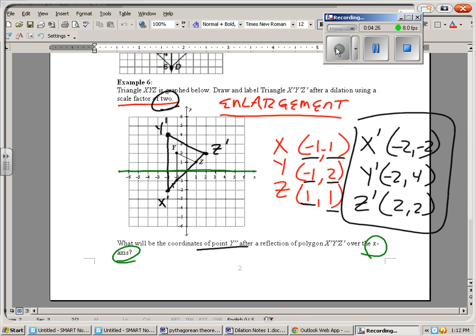And then I really only have to reflect y double prime because that's all I was asked about. So y is 1, 2, 3, 4 from the x-axis. So if it's 4 above, I need to go 4 below. 1, 2, 3, 4. So y double prime is at -2, -4. So -2, -4. And that's the end of the dilation notes.